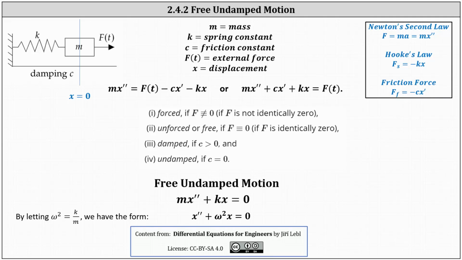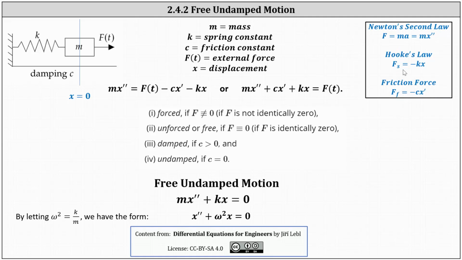Welcome to a lesson on free undamped motion. In the previous lesson we learned if we have a mass attached to a spring as pictured here on the left, where m is the mass, k is the spring constant, c is the friction constant, big F of t is an external force, and x is the displacement, then the force of the mass is equal to mass times acceleration, or in our case, m times x double prime, where x double prime is the acceleration.